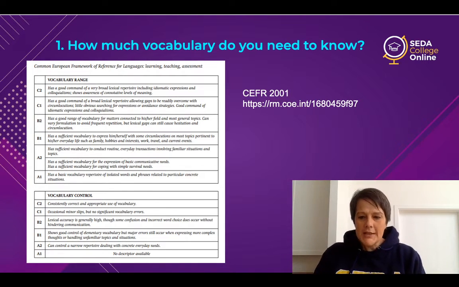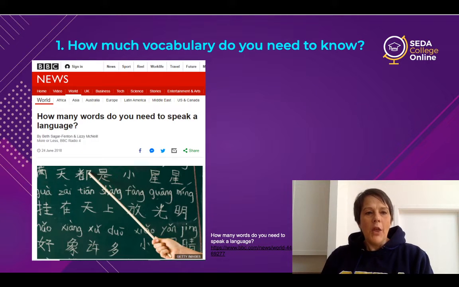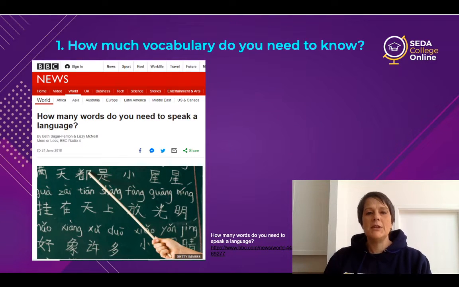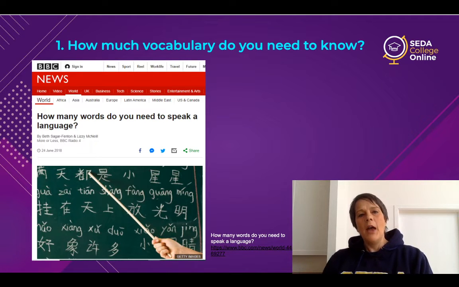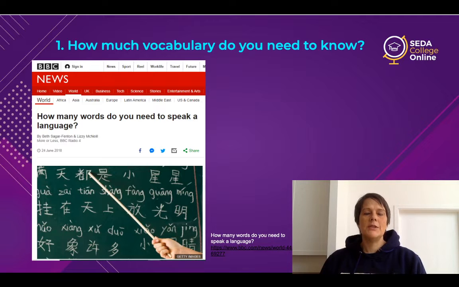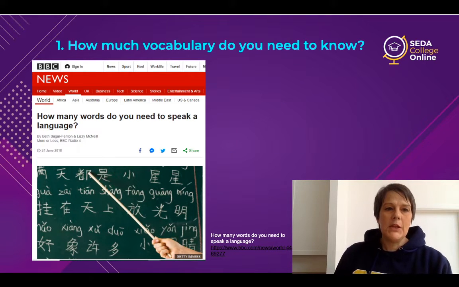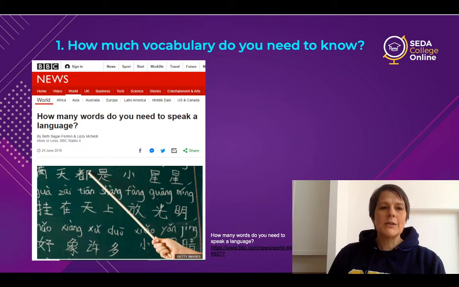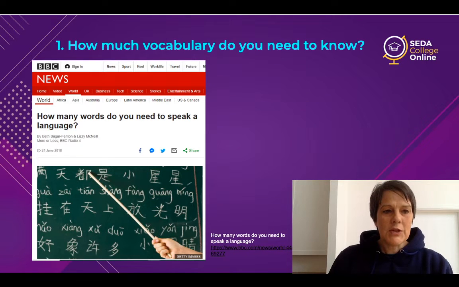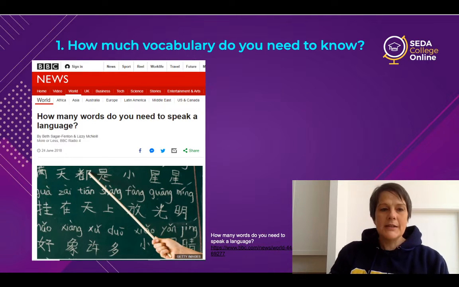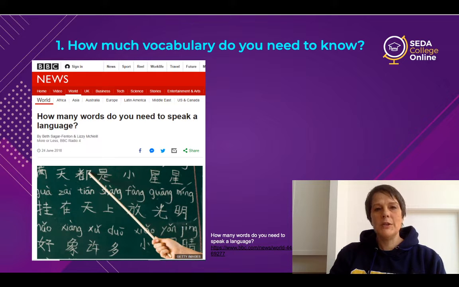I'm back. So let's move on. The question is, how much vocabulary do you need to know? So the CEFR, okay, it's interesting because you can plot your own development on the CEFR. But if you say, how many words do I need to know? That's the question. So I've got an article here that we're going to look at together from BBC News. The article is called "How Many Words Do You Need to Speak a Language?" And so what do you think? How many words do you think you need to know?